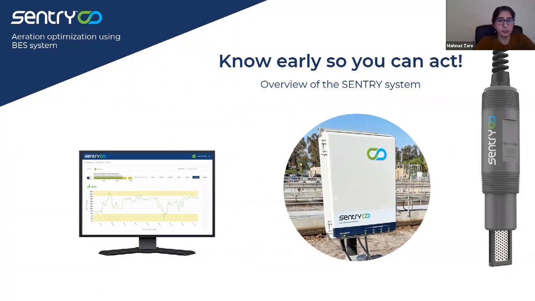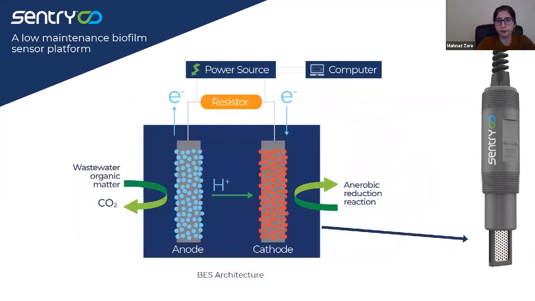Feed-forward control is another method, and here we are introducing SENTRY sensors for that purpose. But how does the SENTRY sensor work? Using SENTRY as a BES system to support aeration control is another method. SENTRY is a bioelectrochemical system made up of an anode and a cathode. The probe itself is a small circuit that's designed to work using the biofilm that grows on these electrodes.